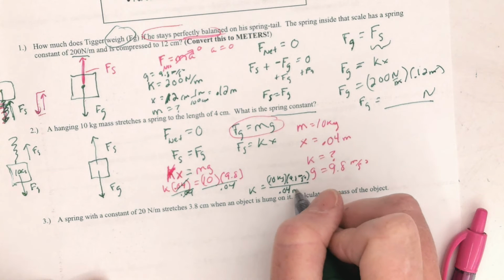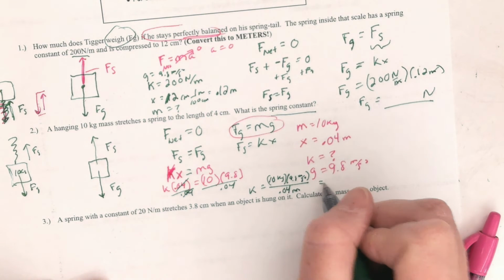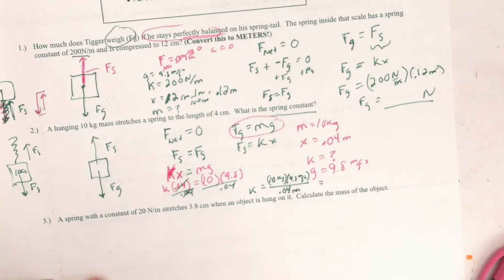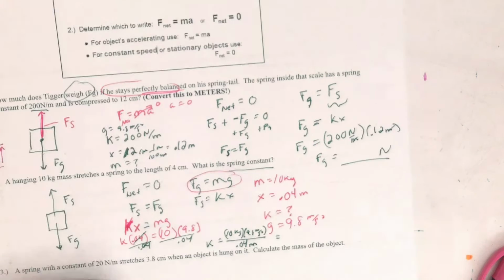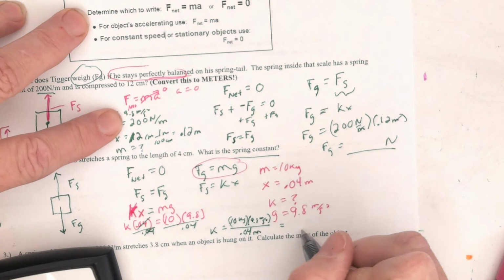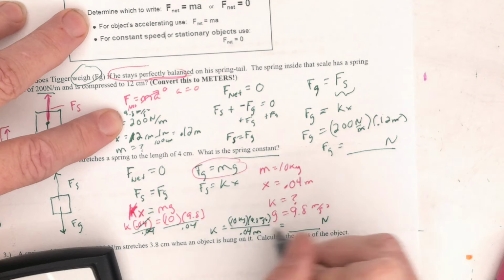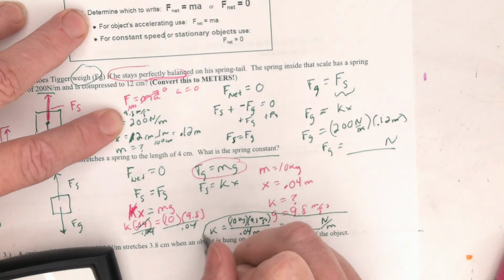So that's kind of weird. You're going to leave the Newton at the top and meters on the bottom. Put that in your calculator. I shouldn't do that for you. Let you guys work it out. And your final unit, kilograms meters per second squared, is going to be Newton, that's the top unit, divided by a meter. There's your k.